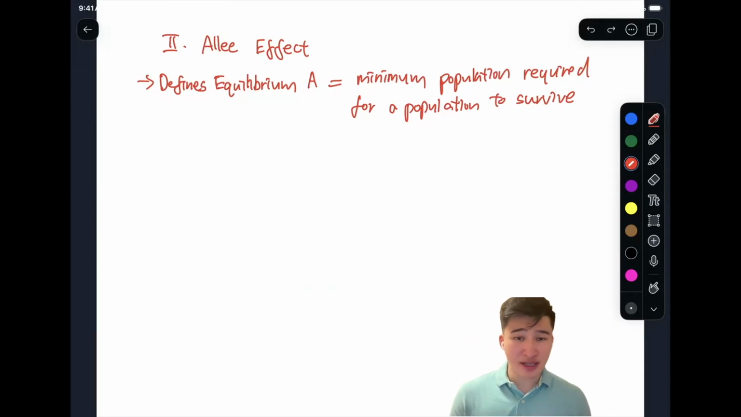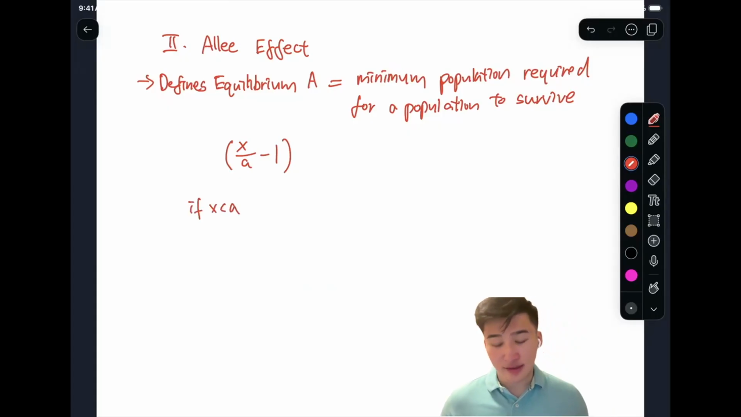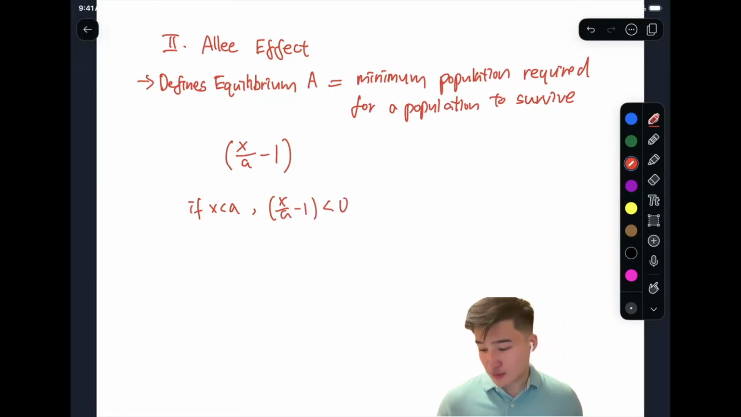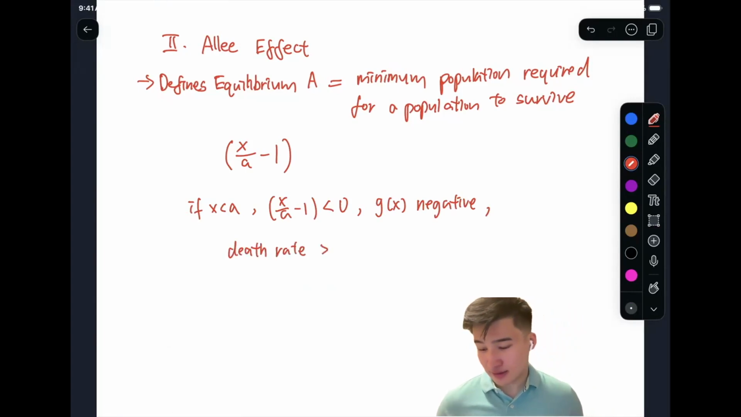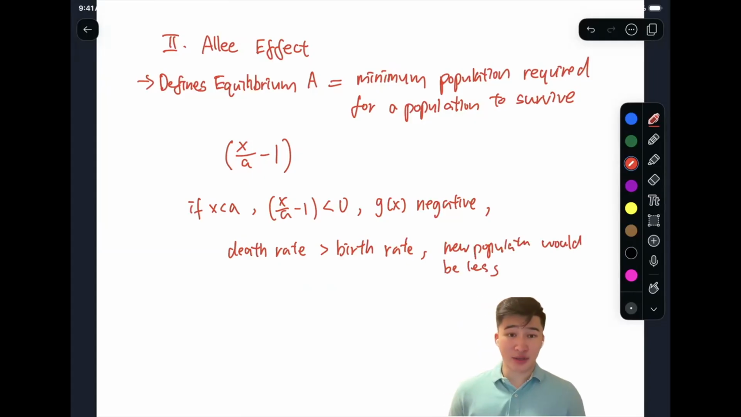So how do we craft such a limitation using our population and our equilibrium A? All we have to do is have x, our population, over A, minus 1. We can see if x is less than A, then x over A minus 1 is going to be less than 0, which means it will turn our entire g(x) negative. If g(x) is negative, this means that we're dying more, we're losing more population. Our death rate is going to be higher than our birth rate, then the new population would be less. All right, so here's the Allee effect.